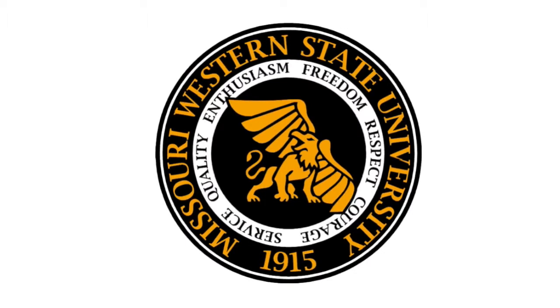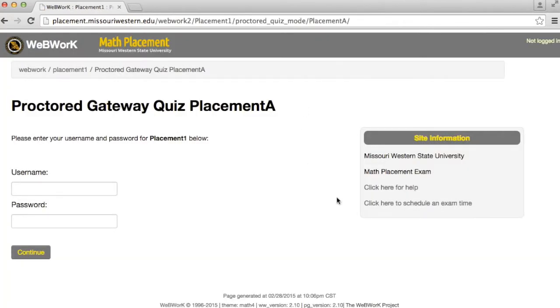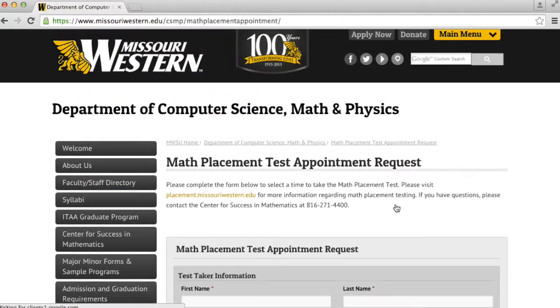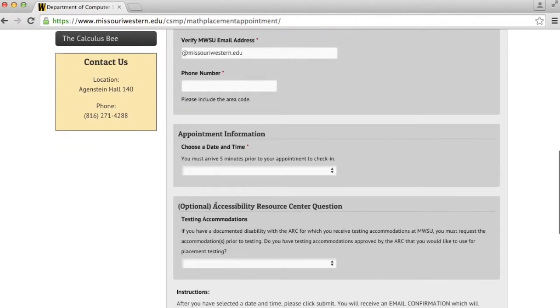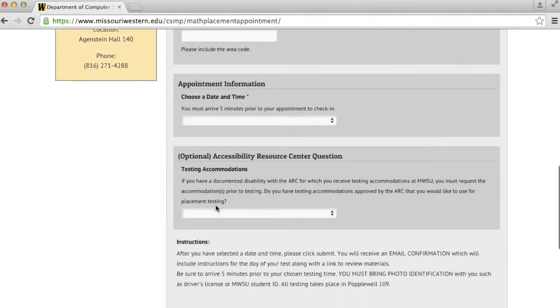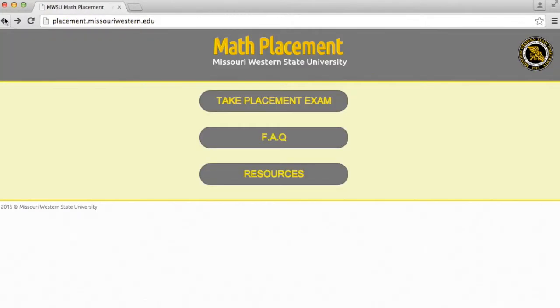Taking the placement exam. When you're ready to take the placement exam, head to the Math Placement website. From there, you can click on Take Placement Exam and also schedule an exam time. After you fill out the following, you'll have to pick a time and a date that you can come in and take the placement exam. When your appointment is set, please make sure that you turn up 5 minutes beforehand and bring some photo identification. You will be given a calculator and a piece of paper.